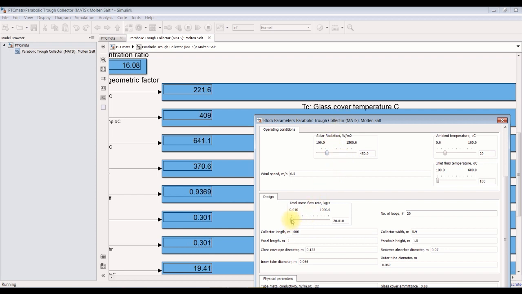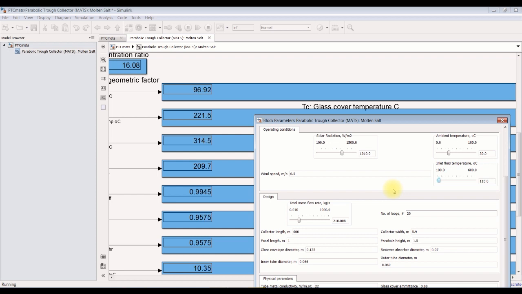Suppose I'm going to increase the mass flow rate also. Suppose I'm going for 200 kilogram per second, as you can see here. Okay, increasing solar radiation. You can also control the ambient temperature and increase solar radiation up to high levels. Suppose it's 1000 watt per meter square. Okay, 1000. As you can see here, we have this inlet flow temperature.